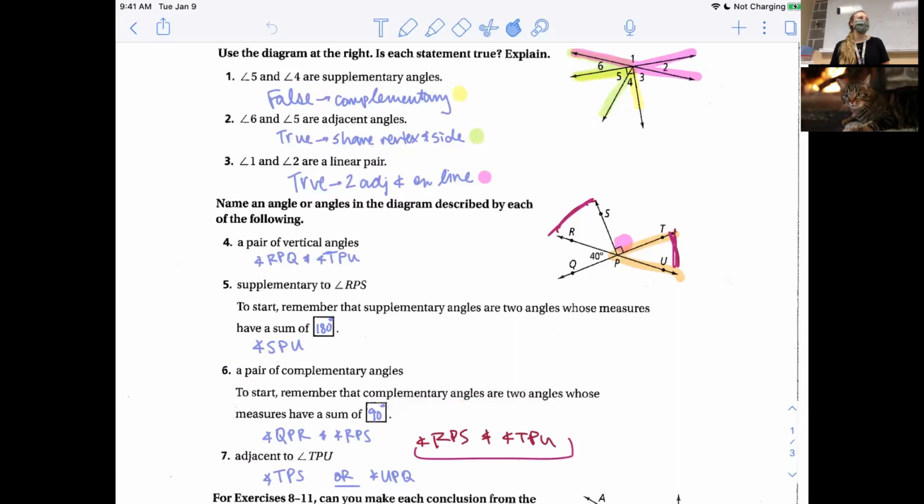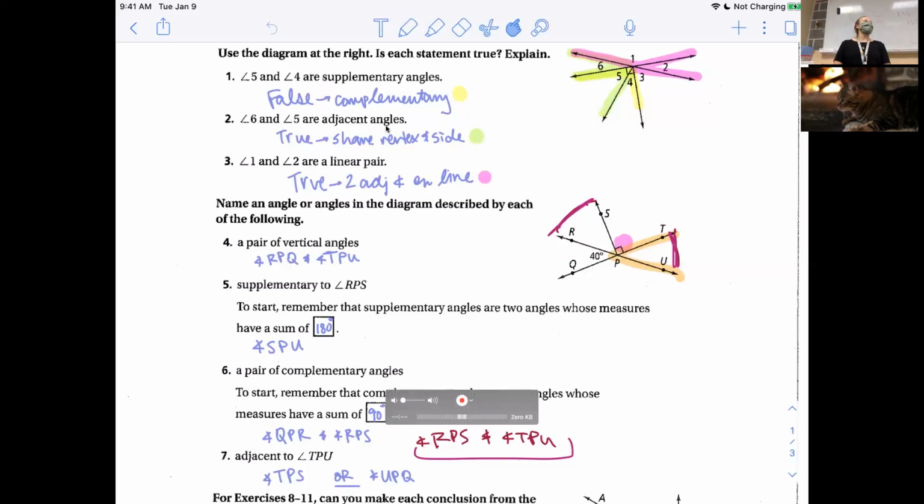My last class asked me about adjacent versus linear pairs. So remember that supplementary just means that they add to 180. Linear pairs have to be adjacent. They have to be adjacent and add to 180. Complementary add to 90.